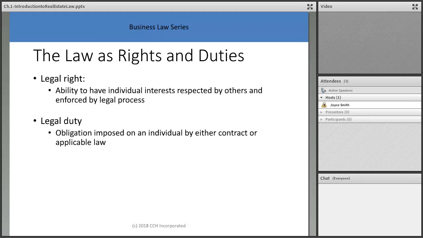Then the other thing we have is a legal duty. It's the obligation imposed on an individual by either contract or applicable law. Everything we do in real estate, when we're purchasing or listing or anything like that, there's a contract. It spells out duties of everybody involved in the contract. And then there's business law. There's laws that apply to how those are enforced. Those legal duties are enforced in those contracts. What's required of the buyer, the seller, the real estate agent, things like that. Those are things that we'll see examples of as we go through the course.